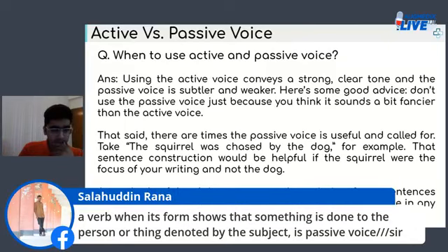All right, Salahuddin Rana has written, a verb when its form shows that something is done to the person or thing denoted by the subject is passive voice. Yes, of course, right. So we change the voice of the verb to the passive to show that something was done to the subject. Such as the squirrel was chased by the dog, right? Yes, of course. Now it does make sense.